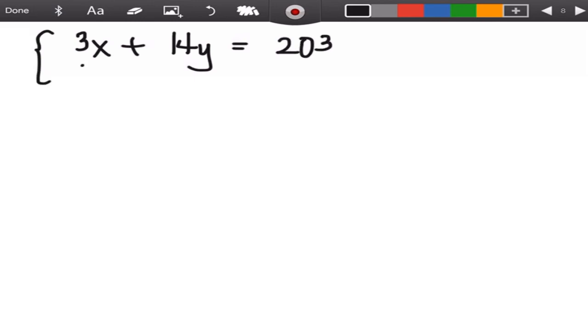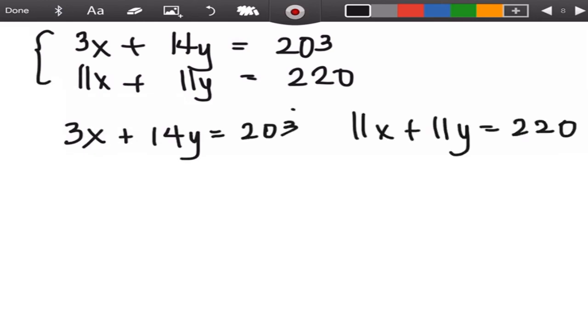Last example, 3x plus 14y equals 203. 11x plus 11y equals 220. As you can observe, we don't have a like sign and we don't have the same numerical coefficient. So what we will do is to multiply numbers so that we can have the same term that can be cancelled.